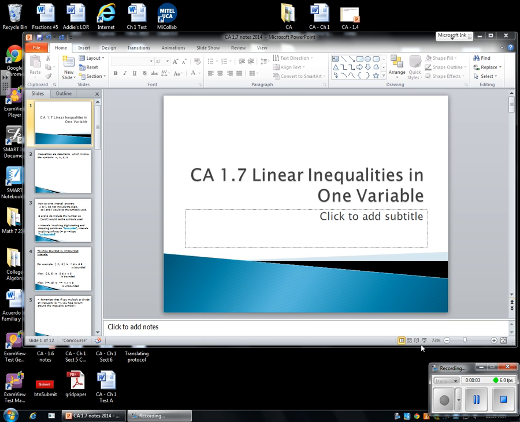This lesson is on linear inequalities. It's chapter 1, section 7 in your book. If you guys would please turn to page 131 and get your notebooks ready, we will start this lesson.